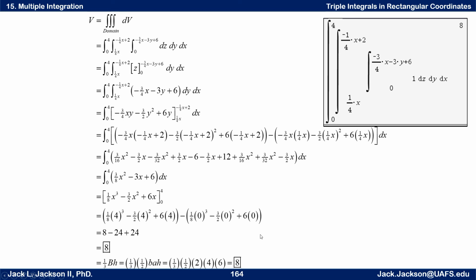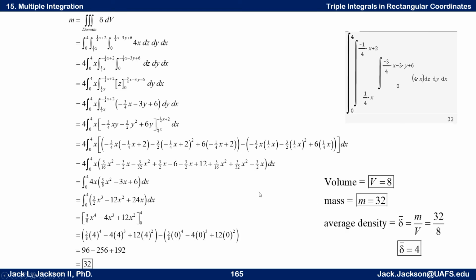So that's the volume. Now it turns out the density is very, very similar. In fact, I was able to pretty much copy most of this and just insert a few other things. So it's the same thing here, but we just have 4x for the integrand. But that 4x, the 4 is a constant, so it can be brought all the way out front. And the x is treated as a constant on the inner two integrals, so it can be brought all the way out to here.